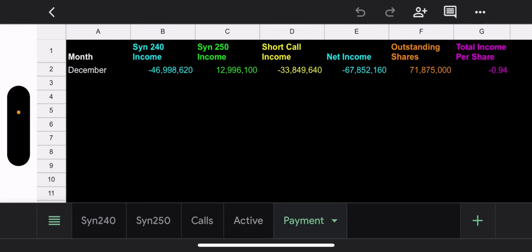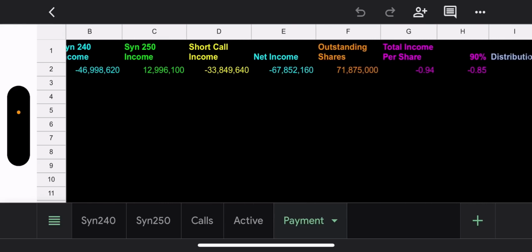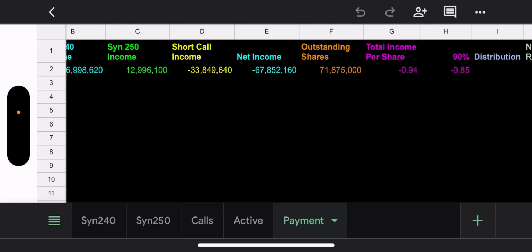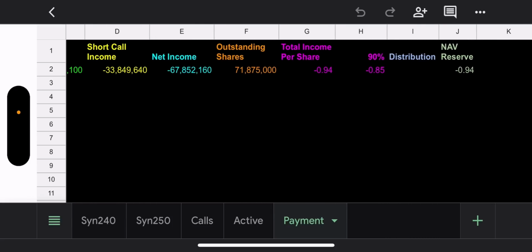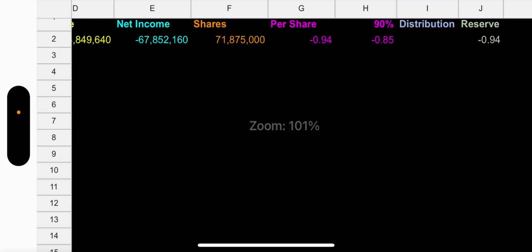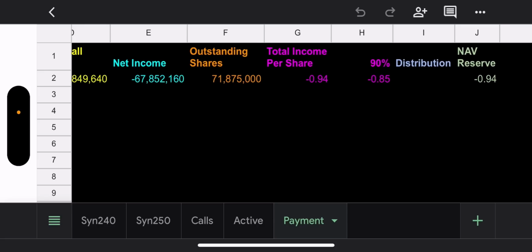So like I said, this is probably it. So the synthetic 240 made 46.9 million. The synthetic 250 cost 12.9 million. However, they killed it on the short call income, 33.8 million. Net income for December, I am showing 67.8 million. Outstanding shares, 71.8 million. That will change though throughout the week, because again, I think declaration date is Thursday, so we really have 2 trading days to affect this here.